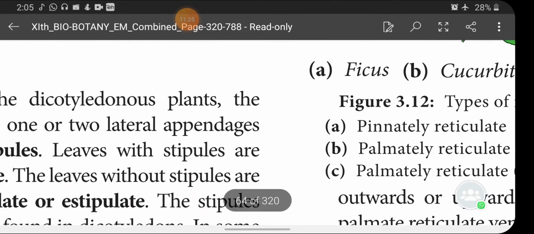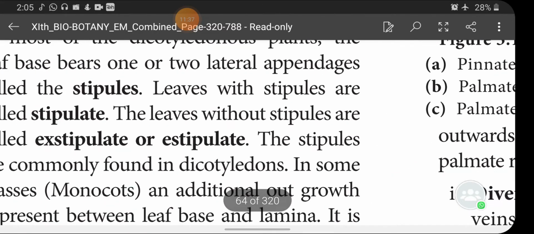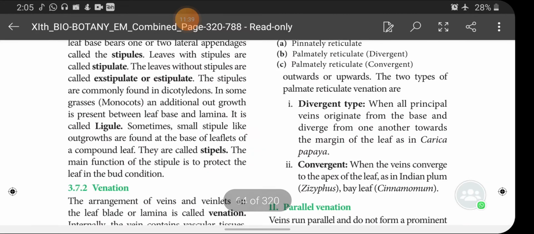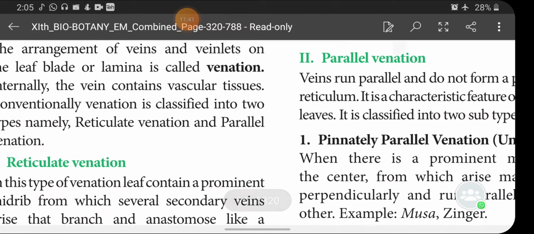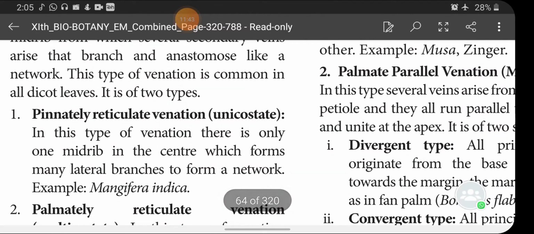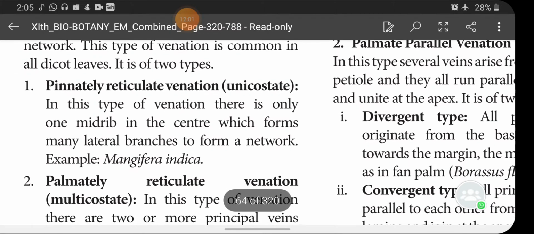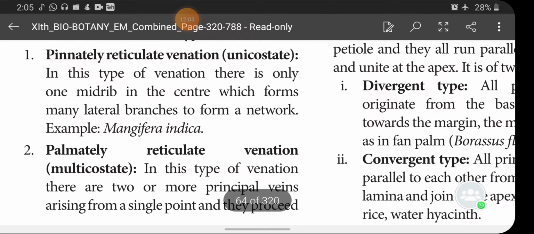Let's see what is pinnately reticulate venation. In this type of venation, there is only one midrib in the center which forms many lateral branches to form a network. In pinnately reticulate venation, only one main rib is present, only one midrib in the center which forms many lateral branches to form network. Example: Mangifera indica.